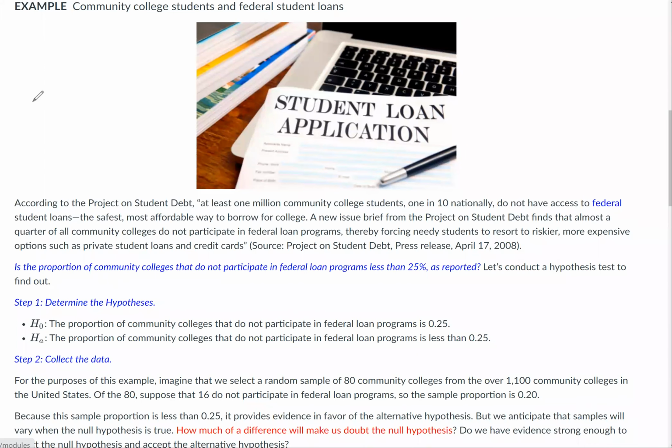Now that we kind of know the steps for a hypothesis test, let's look at a specific example. This will be about community college students and federal student loans. According to the Project on Student Debt, at least 1 million community college students, 1 in 10 nationally, do not have access to federal student loans, the safest, most affordable way to borrow for college.